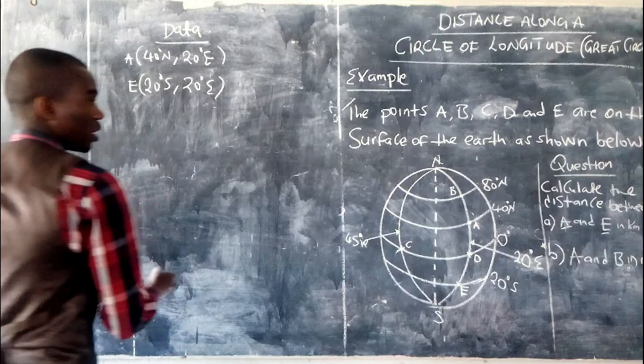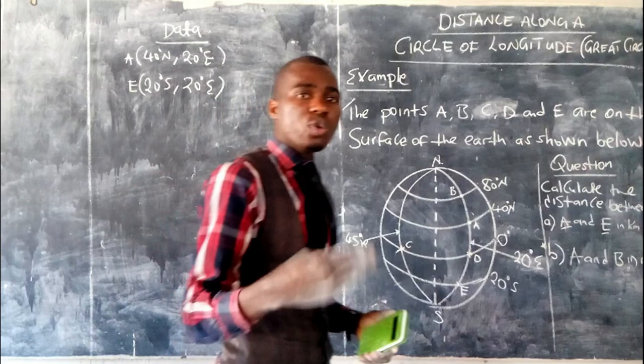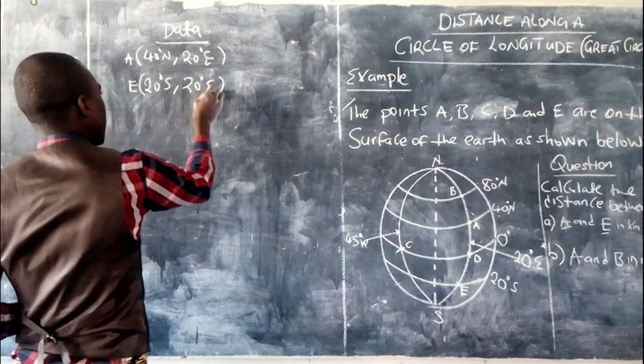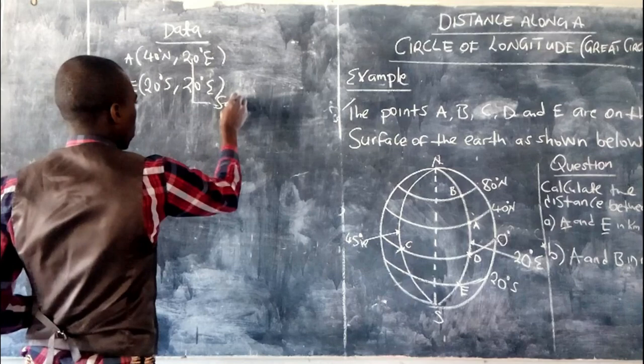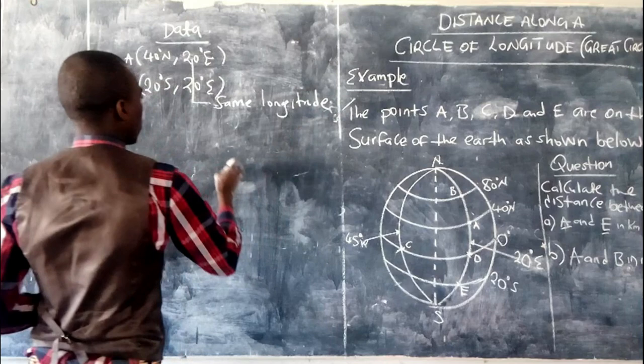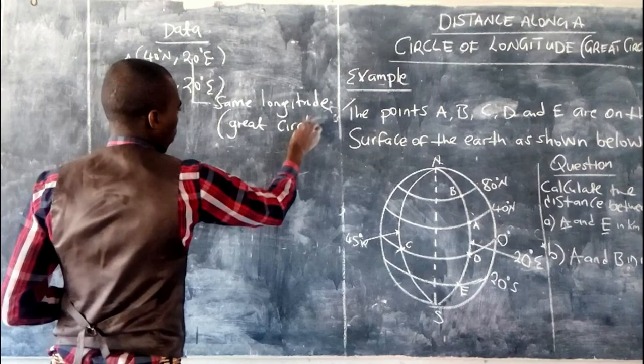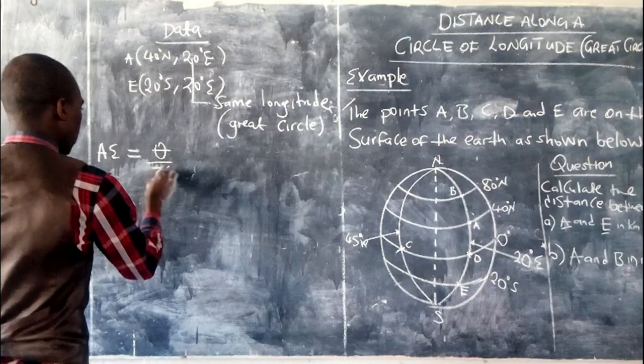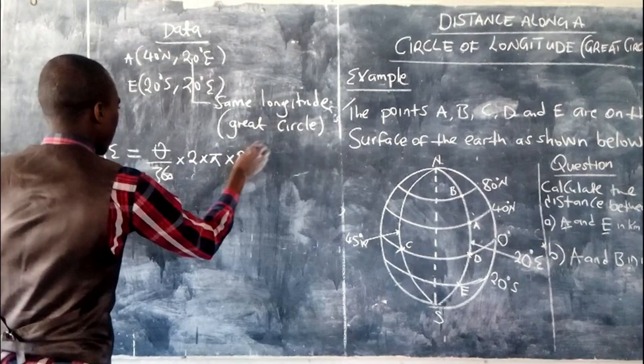Now, I was asking a question. How do you know whether you are dealing with the circle of longitude or not? If you find that in the first point they've given you and in the second one, the longitudes are the same, like here, we have the same longitude, then you are dealing with what? A great circle. So automatically you know that to find AE, the formula to use is theta over 360 multiplied by 2 multiplied by pi multiplied by R.